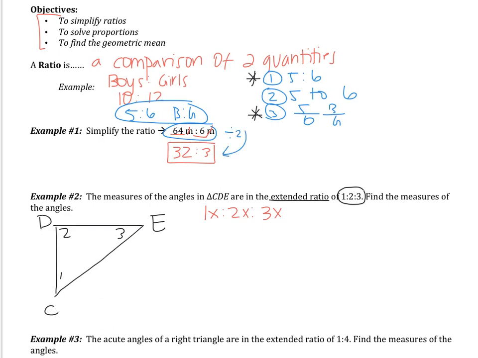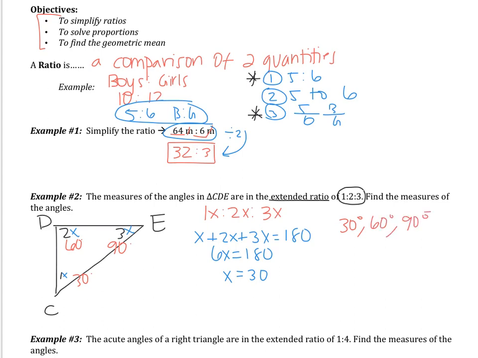Here I need to find out what that common number is though. So I'm going to call the angles 1x, 2x, and 3x. Now I know that these sum to 180 because this is a triangle. So I'm going to have x plus 2x plus 3x equals 180. This gives me 6x equals 180 and x equals 30. Now if my x equals 30, this means I have one angle that's 30 degrees, one angle that's 60 degrees, and one angle that's 90 degrees. So my angles are 30 degrees, 60 degrees, 90 degrees.